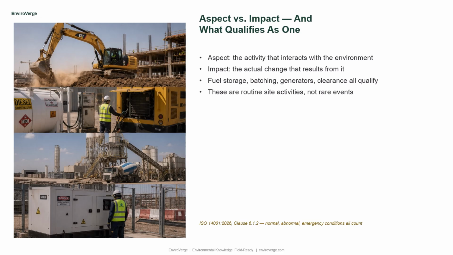An aspect is the activity itself, the thing your site does that interacts with the environment. An impact is the resulting change to soil, air, water, noise, or biodiversity. Fuel storage, concrete batching, generator operation, and vegetation clearance all qualify as aspects. These are routine site activities, not unusual events, which is exactly why they need to be documented.